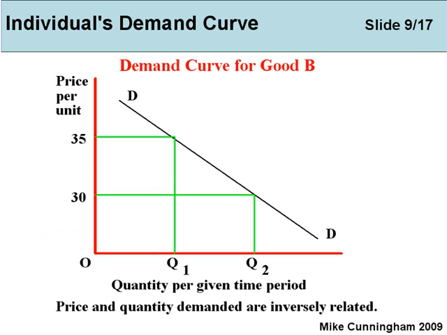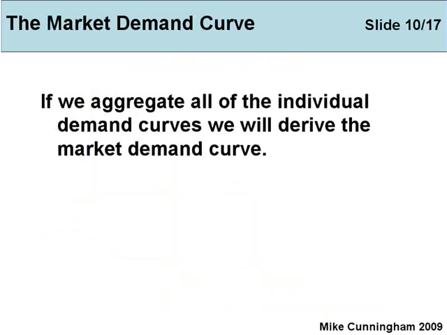So we've got two prices, 35 and 30, and two quantities, quantity 1 and quantity 2. And we can see as the price increases from 30 to 35, less is demanded. We call that a behavioral assumption. We say people behave in that way because as the price goes up, we economize. We reduce our demand. If we aggregate over all the individual demand curves, then we would derive the market demand curve.